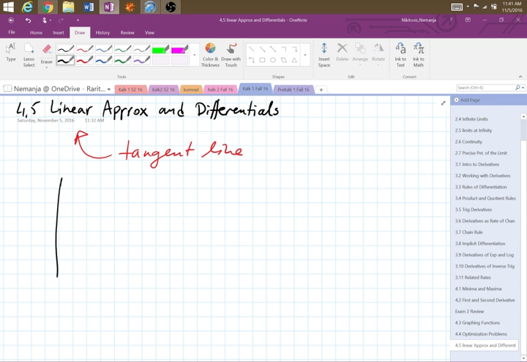I just said too many words without the picture, so nothing makes sense. I understand. There you go. So here is some function f of x. Could be the square root, could be ln, could be whatever. It doesn't really matter. What matters is that you want to compute a value here, value at c.